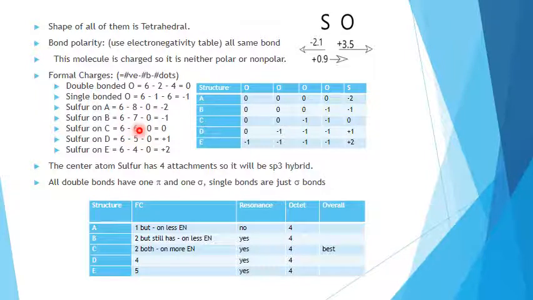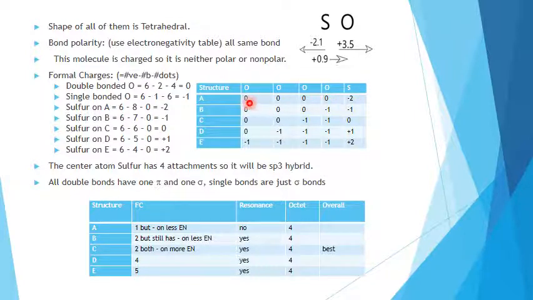The sulfur in structure C had 2 double bonds and 2 single bonds. So 6 minus 6 and no lone pairs. None of the sulfurs have lone pairs on them. Structure D had 6 valence electrons. It had 5 bonds, 1 double bond and 3 single bonds. And structure E had all 4 single bonds, so the formal charge is plus.